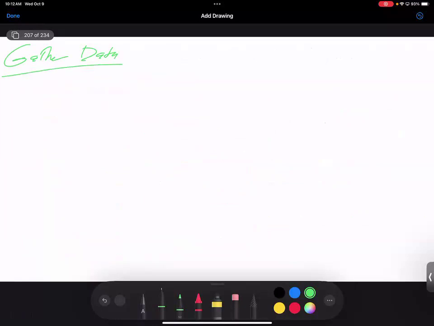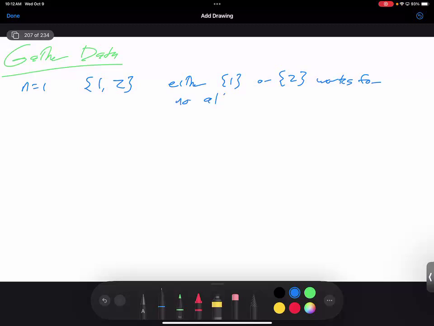What's the first n we can look at? N equals 1. This is going to be boring. So we'll have a set of 1, 2. Can you choose a set of 1 element such that, yes, either 1 or 2 works for no A divides B, because we don't have two distinct elements. It's really not that exciting. We could do now n equals 2.